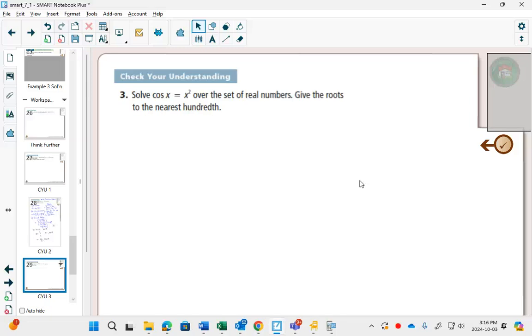First of all, to do this question, you need either a graphing calculator or Desmos, which you can download. If you haven't done so already, you should.